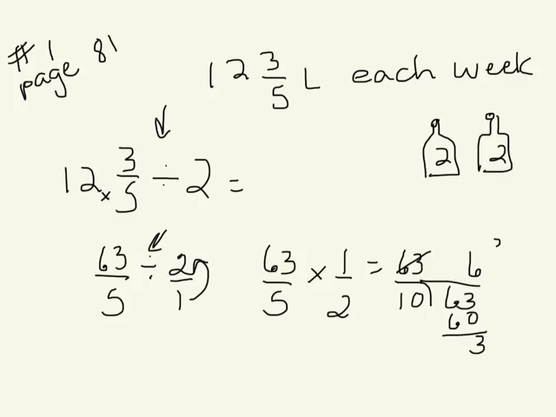And 3/10. So she needs 6 whole bottles and 3/10 of another to purchase each week. Well, you can't buy 3/10 of a bottle, so Mrs. Smith's going to need to buy 7 bottles of apple juice.